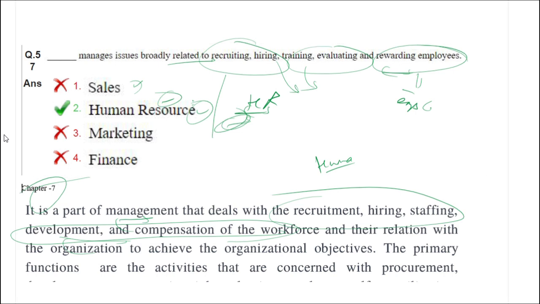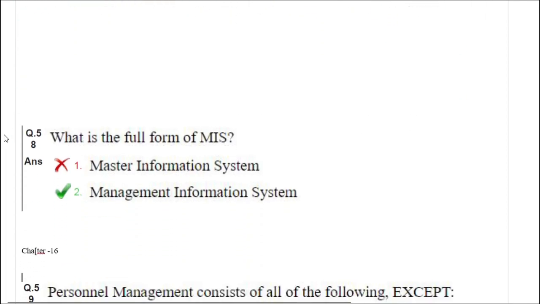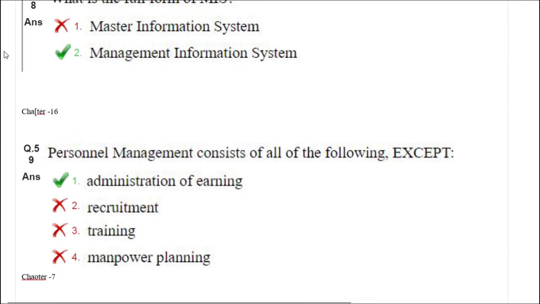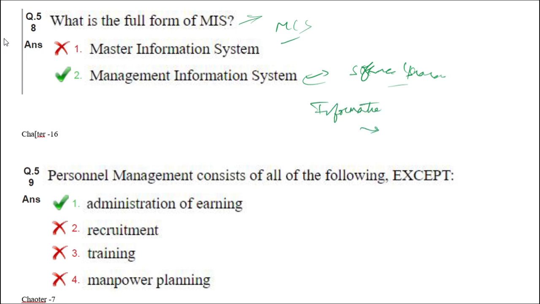Next is, what is the full form of MIS? MIS is management information system. It is a set of software and hardware, or it can be only software also, where all the information is managed. So it's a very straightforward question if you know the definition of MIS, Management Information System. Chapter 16 discusses the MIS in our book.